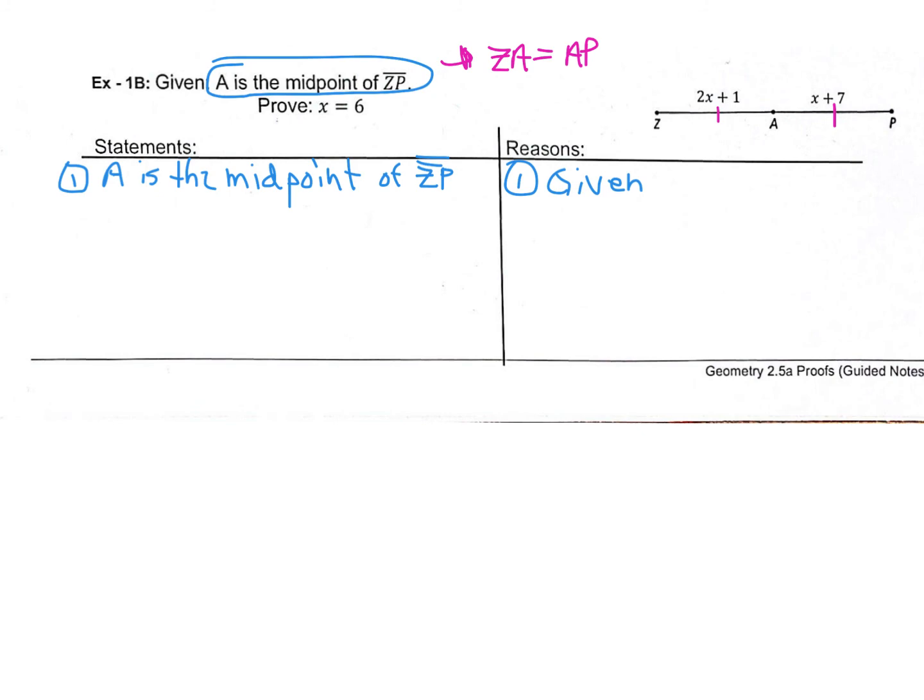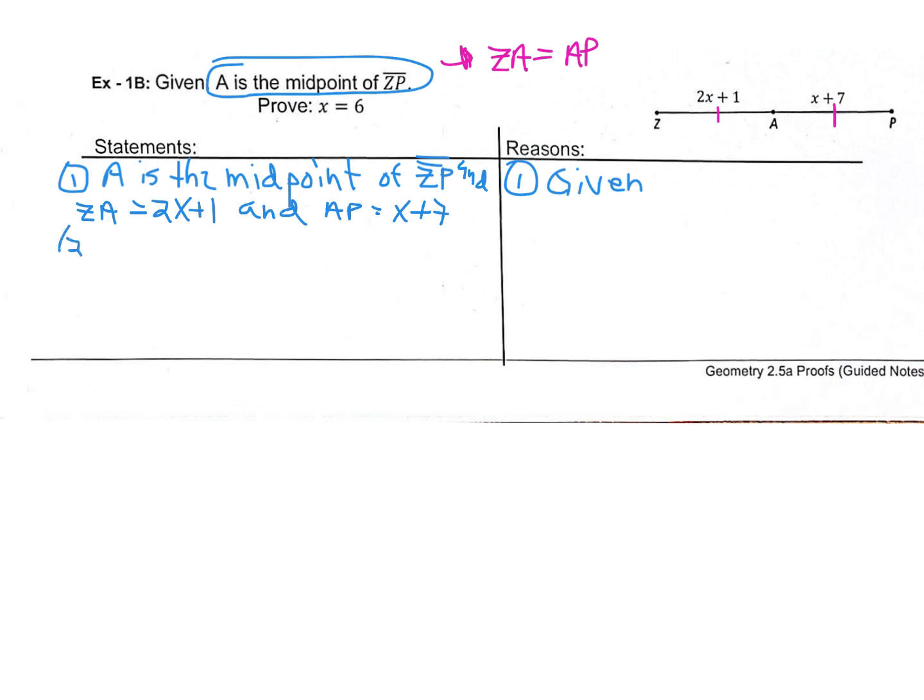So put the word "and" in here, and ZA is equal to 2x plus 1, and AP, distance from A to P, is equal to x plus 7. So now that's all from our given.